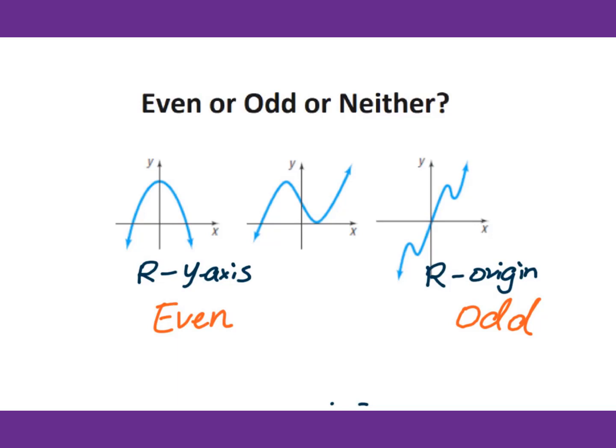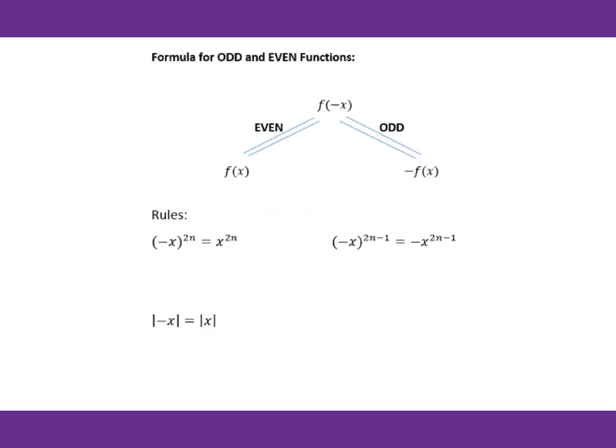Look at the middle graph. It doesn't reflect across the y-axis. It doesn't reflect across the origin. That's why this one is neither. For today's class, we will algebraically prove whether a function is even, odd, or neither. This is the formula for you to remember.